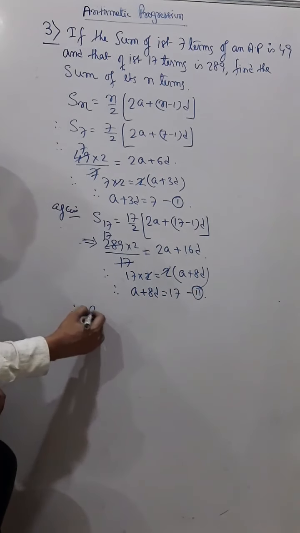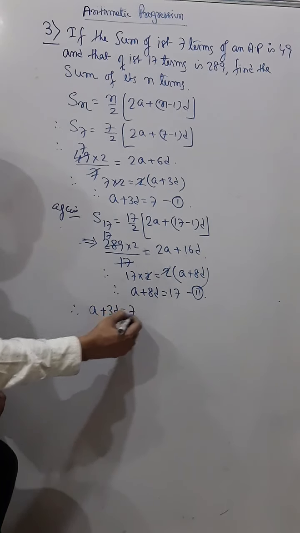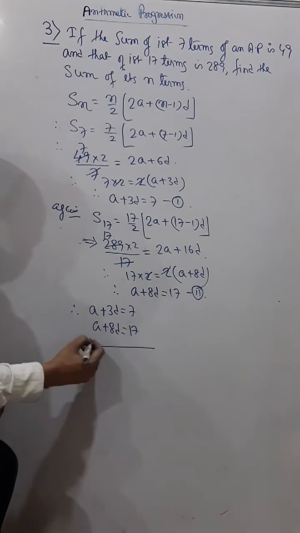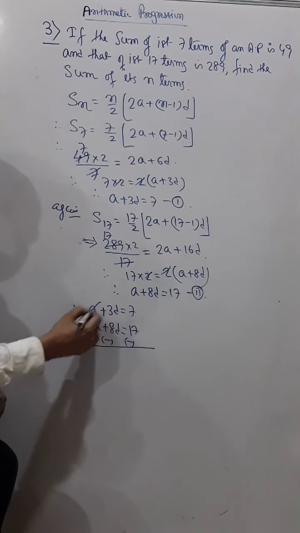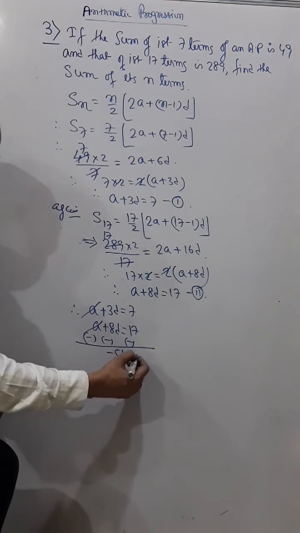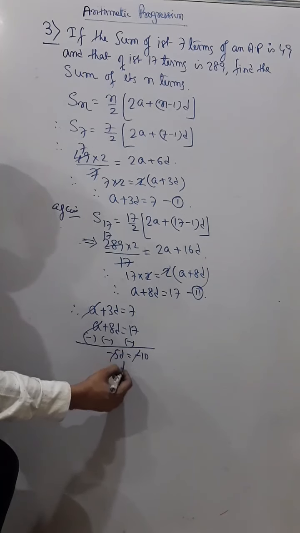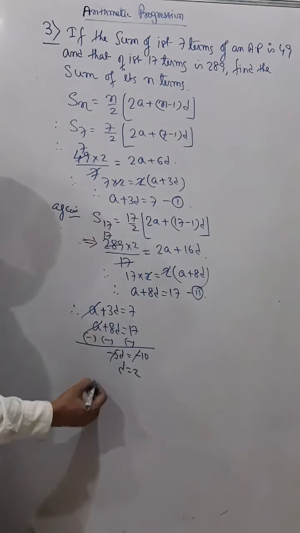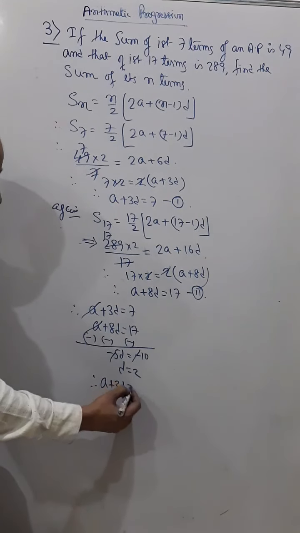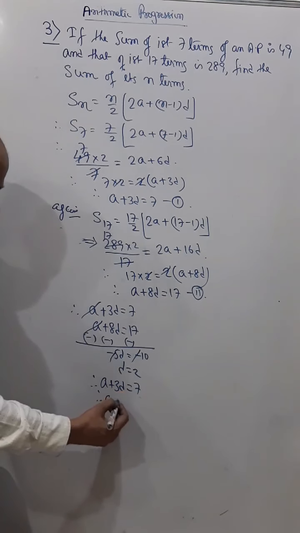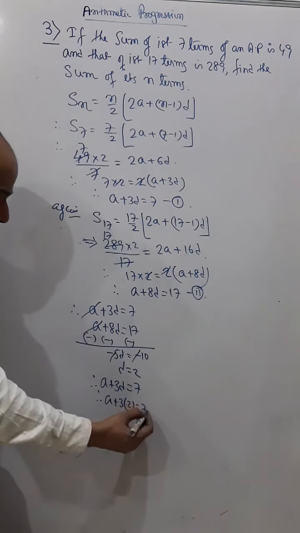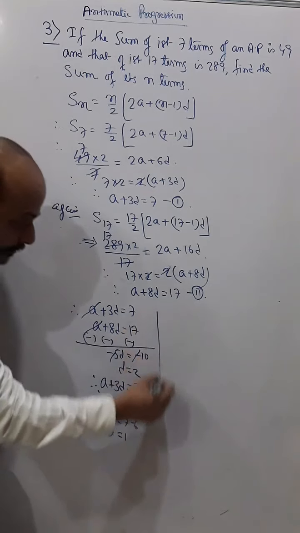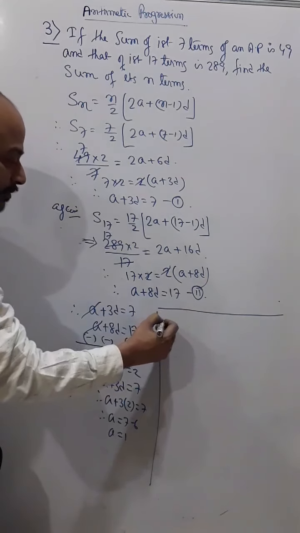Now we will solve this. a plus 3d is equal to 7, a plus 8d is equal to 17. We can subtract, and we are getting minus 5d is equal to minus 10, and finally we are getting d is equal to 2. Then we can put the value in any of these. So a plus 3d is equal to 7, so a plus 3 into 2 is equal to 7. So a is equal to 7 minus 6, and we are getting a is equal to 1. Okay, and now we can get the sum of nth terms.